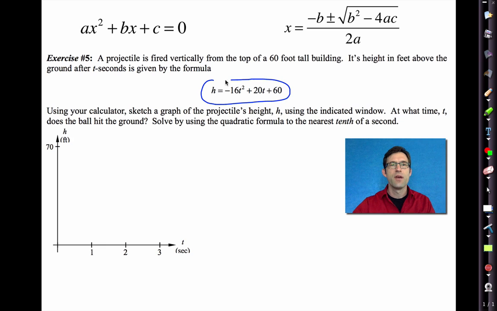All right. First thing it tells me, it says using your calculator, sketch a graph of the projectile's height, h, using the indicated window. At what time t does the ball hit the ground? Solve by using the quadratic formula to the nearest tenth of a second.